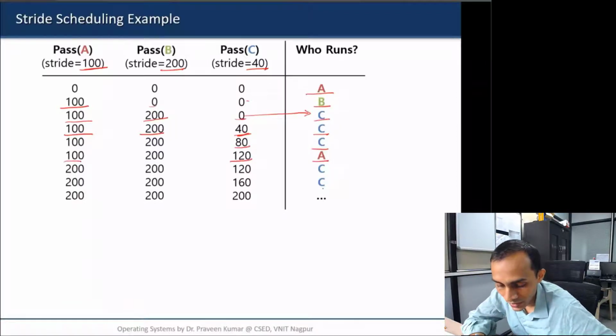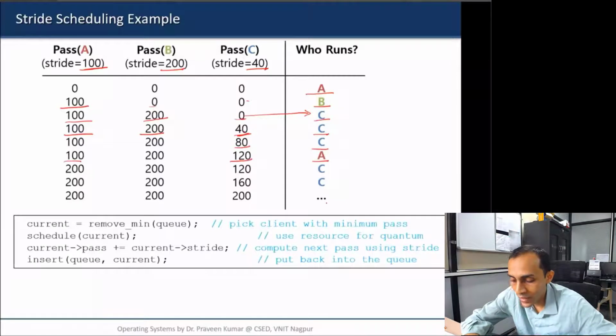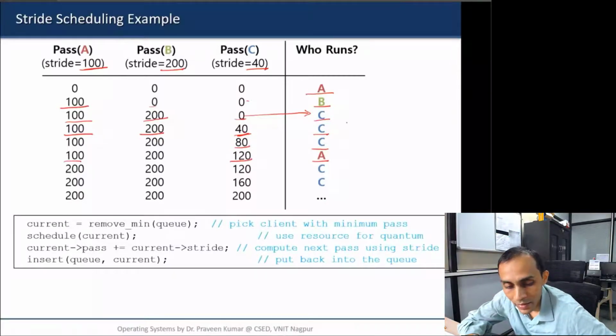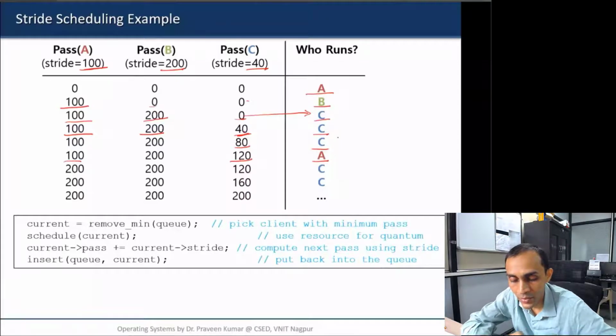We have not completed the table, but if you run this, you will find that this will exactly, deterministically approach the exact percentage of share that each process reserved based on its number of tickets.